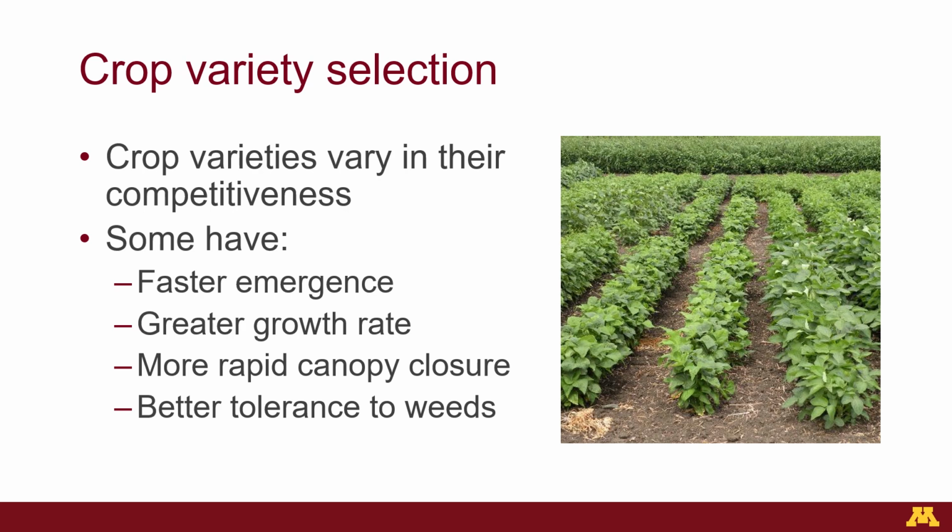Some crop varieties may have greater competitiveness because they emerge faster, grow faster, close their canopies faster, or simply just have a better general tolerance to weeds. Some of this information on traits can be obtained from seed companies or variety trials, but in most cases, it is best to try out varieties or hybrids yourself to see if they perform competitively under your conditions.